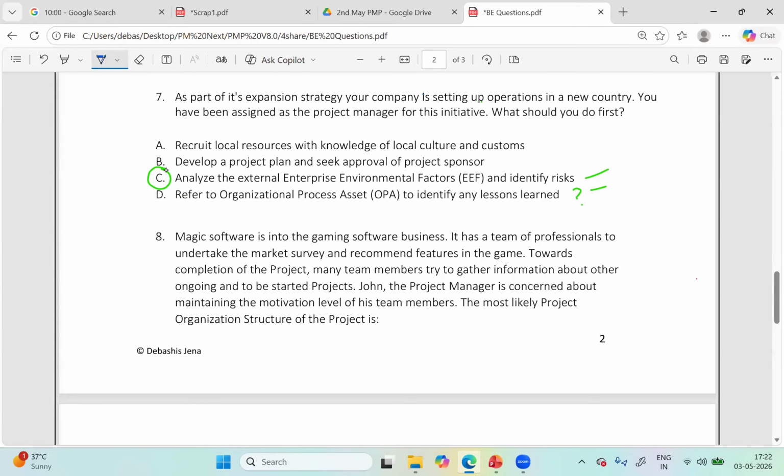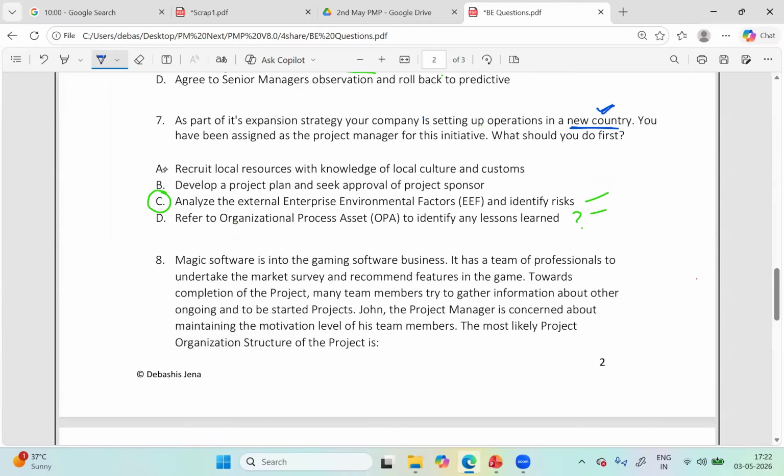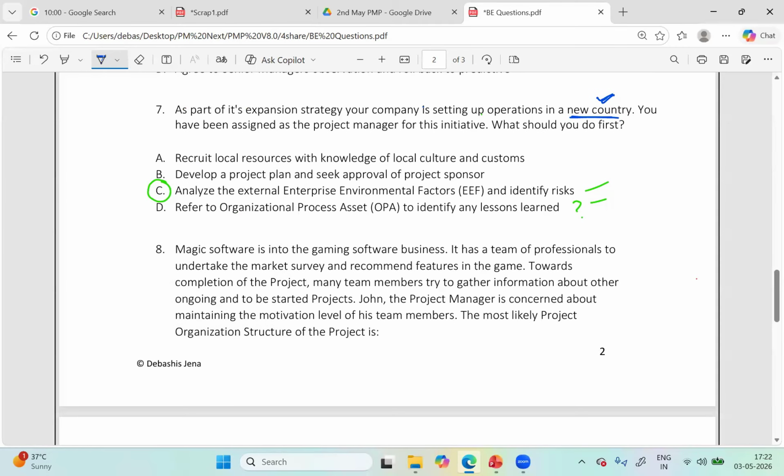The reason: new country is the most important information. That reminds me, you have to be very careful in catching the keywords in the question. In this particular question, new country is the most important keyword. The question is what is the first thing you would do. When you see the word first, or elsewhere next, whenever the last line of the question says first action or next action, they're asking for the next immediate step, not only the best answer.